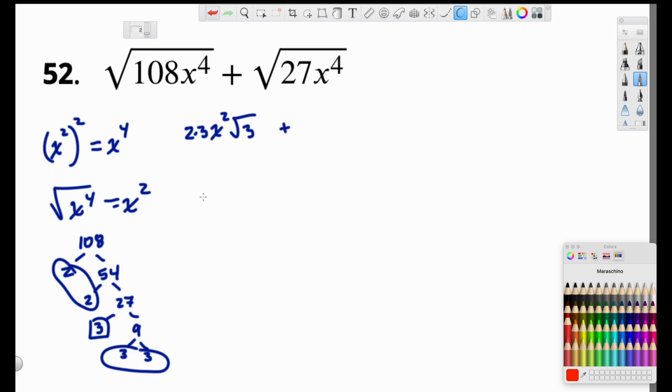Plus, I'll do the same thing here, 27. Here we got 27, right? It's 3, 9, and then 9 breaks to 3 and 3. So that means that a pair of 3s would come out. x to the second comes out, and root 3 stays in. We have the same variable, same exponent, same radical. These add up. 2 times 3 is 6, plus 3 is 9, x squared root 3.